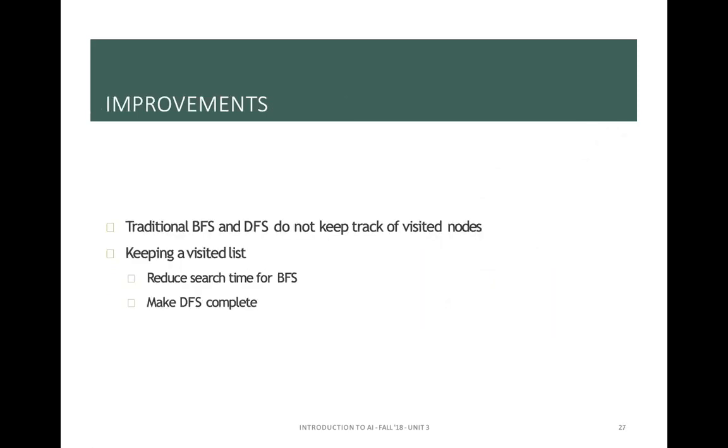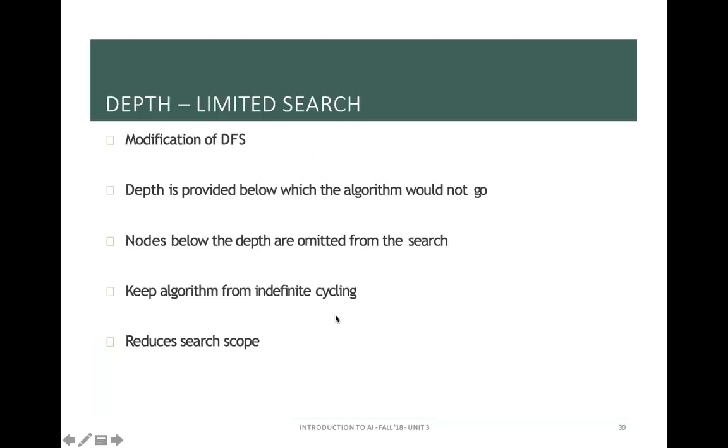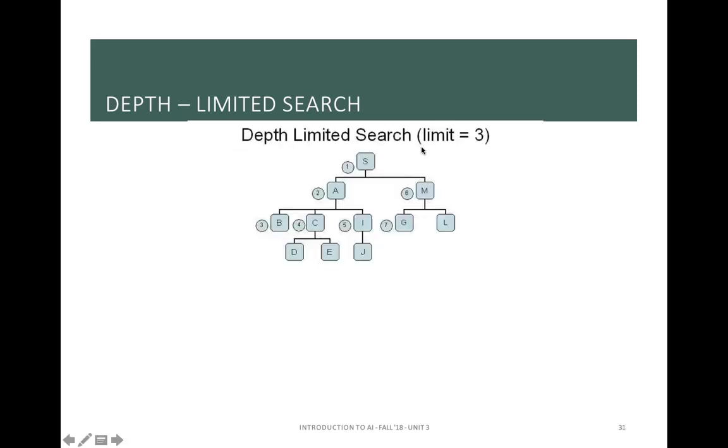Now, to reduce the complications of depth first search, there is a variation or modification called depth limited search. Depth limited search controls us from running into indefinite cycling by reducing the search scope. So we just declare that we will go to, let's say, a limit of 3 and not further. No matter how deep this tree is, maybe it is infinitely deep, when we have declared that we're not going to go any further, then the limit equals 3.